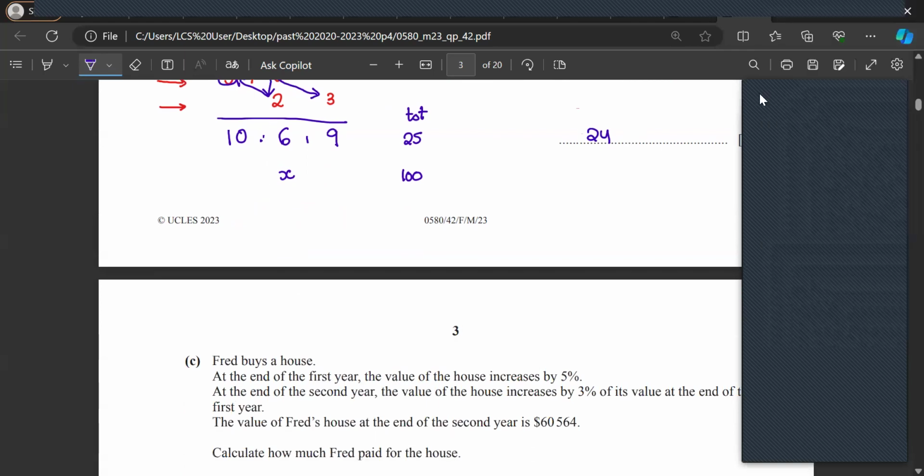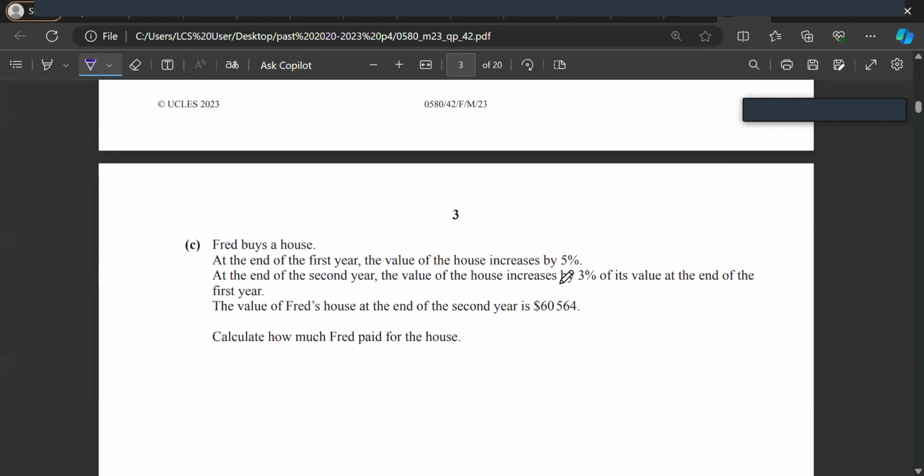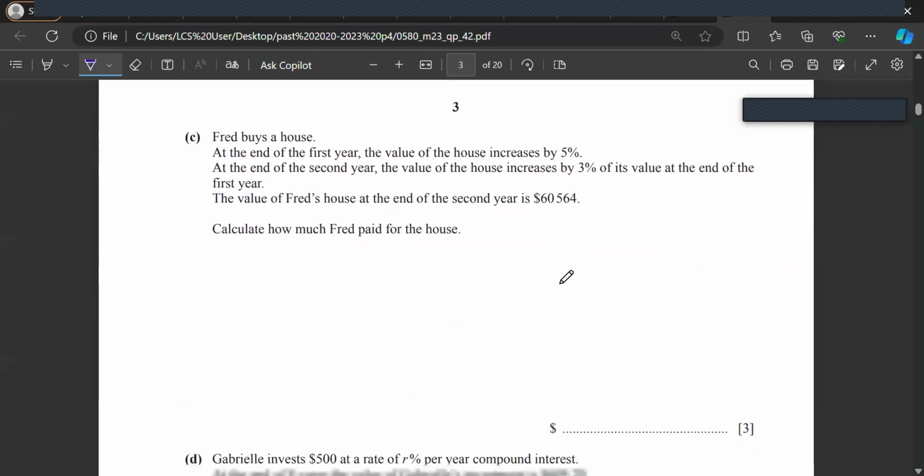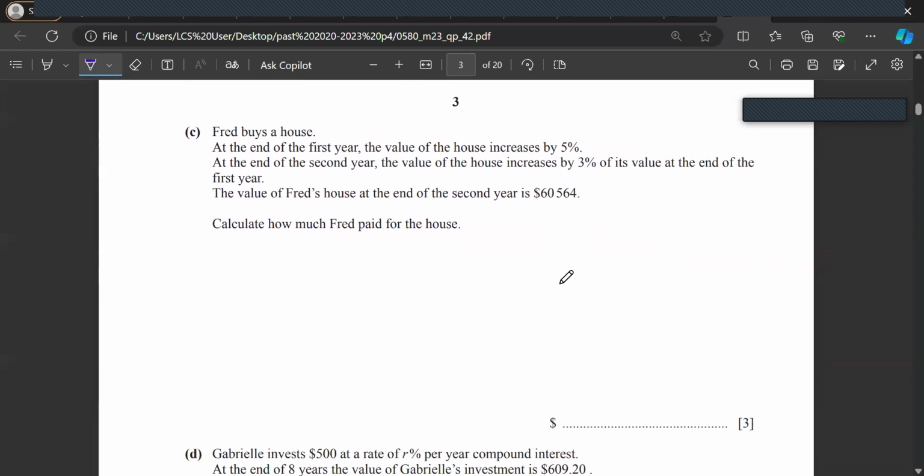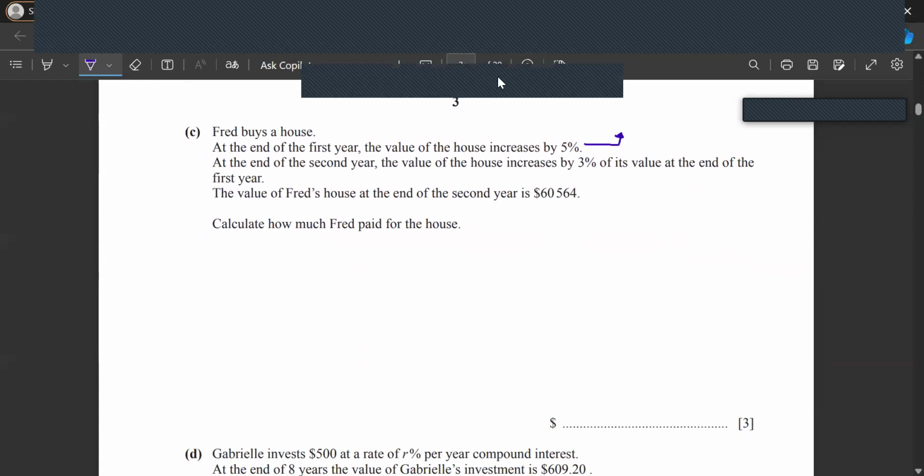Okay. Now for this, this is also very important. Fred buys a house. At the end of the first year, the value of the house increases by 5%. So for the first year, what is the multiplier? Multiplier means I should multiply by what?